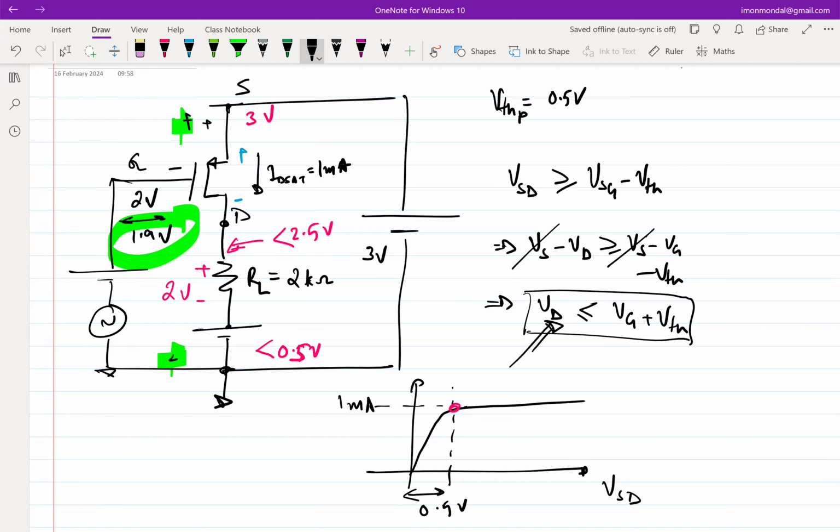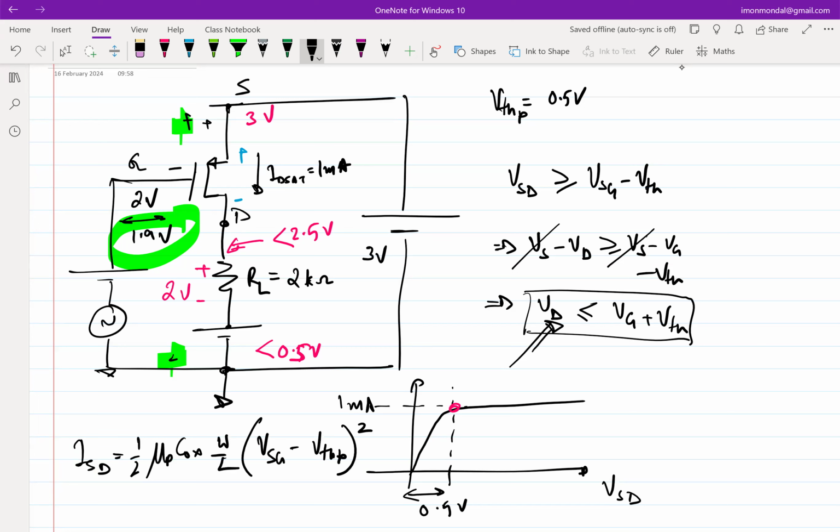Will the current reduce or increase? If the transistor is in saturation and the gate voltage goes to 1.9 volt, it will increase, right? Because what is the equation? The equation is ISD equals half mu P Cox W over L times (VSG minus threshold voltage VTP) whole squared.